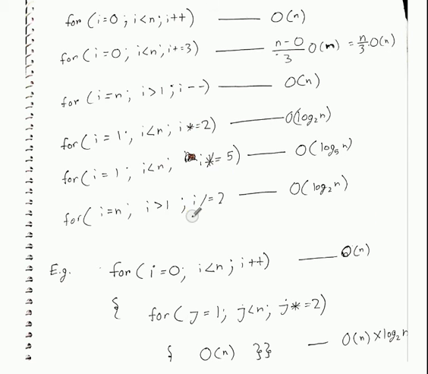Okay, how about if I divide it instead of multiplying? It's the same old thing, just like between these two. So it will still be log 2n.